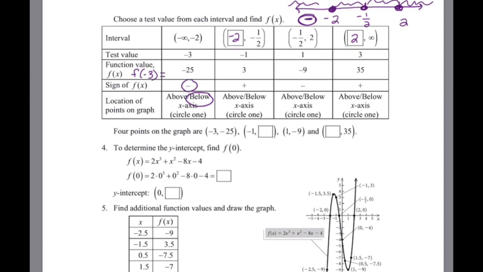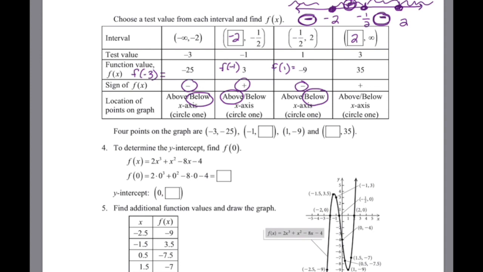I'm going to plug in f of -1 since -1 is between -2 and -0.5. When that happens, I end up with +3. I have a positive, so now I know when I hit -2, I'm now going to be above the x-axis. Between -0.5 and +2, a nice whole number is +1. So when I take f of +1, I end up with a negative value. So now I'm dropping back below the x-axis.